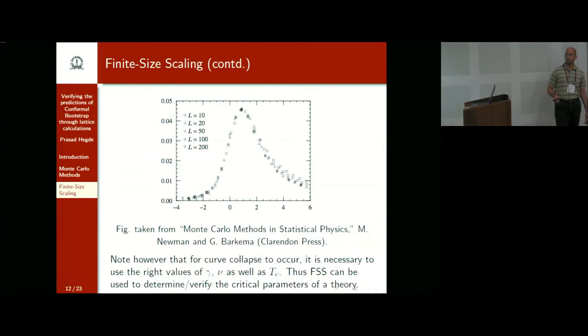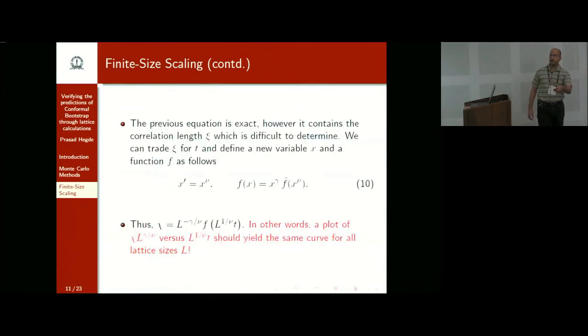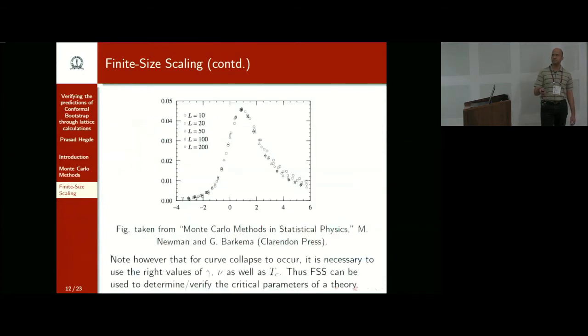But note that, for curve collapse to occur, you actually need to use the right values of gamma, nu, as well as Tc. So in some sense, FSS can be used to determine these if you don't know them a priori, or if you have some predictions, you can use it to verify the critical parameters of a theory. The x-axis is this L to the 1 by nu times t. The y-axis is L to the gamma by nu times the magnetic susceptibility. So all you have on the right-hand side is one underlying function.